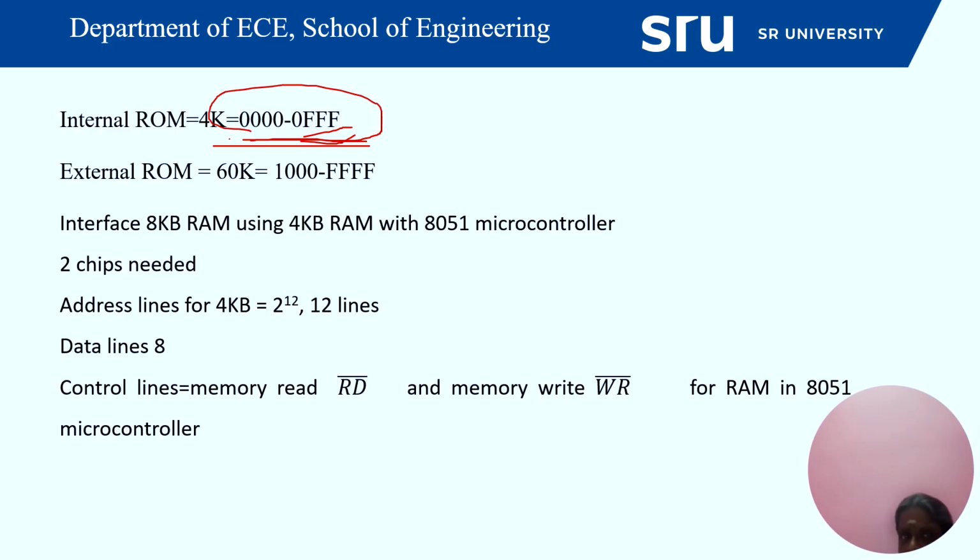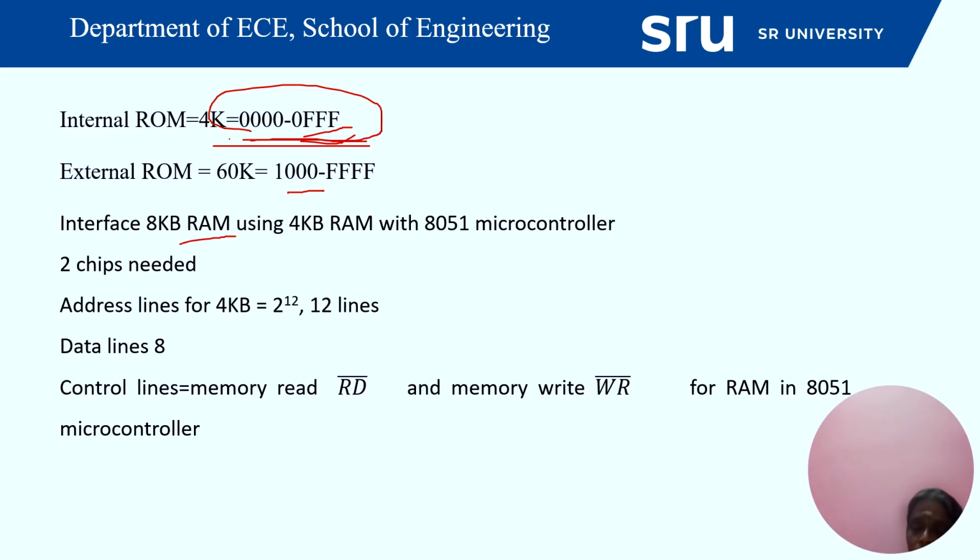The next address is from 1000. So starting from this address, 1000. Next, once again the ending address is FFFF, that we know. Ending address of 64 kilobyte is FFFF. And then interface 8 kilobyte RAM.